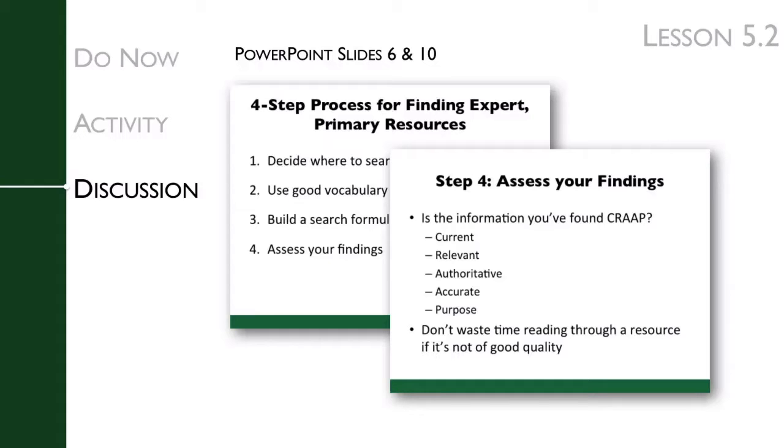CRAP stands for C, currency. When was the article published? R, relevance. Is the resource relevant to your topic? A, authority. Is the source credible? A, accuracy. Is the information supported by evidence? And P, purpose. Why does this resource exist?